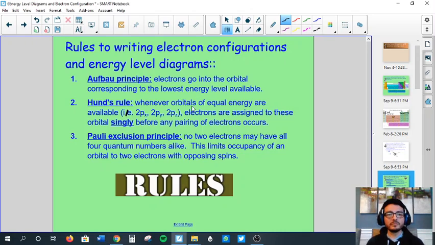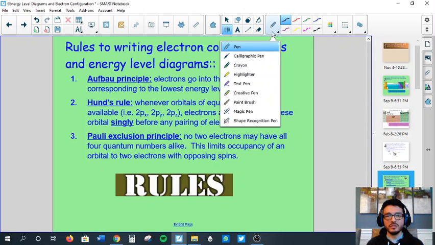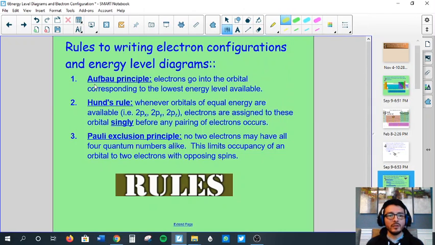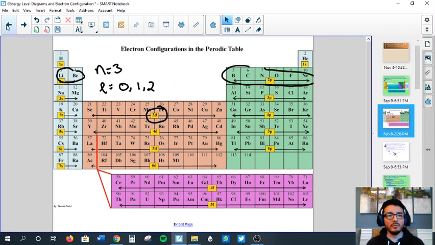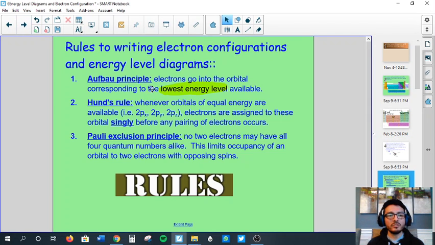Okay, so these are the rules. I'll keep on writing. Let me erase. These are the rules then to write these electron configurations and to think about expressing quantum numbers. Your Aufbau principle just tells you that you have to place electrons in the lowest possible energy first, so the lowest energy level available. So as you begin to write, and it'll make more sense when you start writing these electron configurations, you don't place an electron on a 3p energy level when the 1s has yet to be filled. Kind of intuitive, but it's worth mentioning.